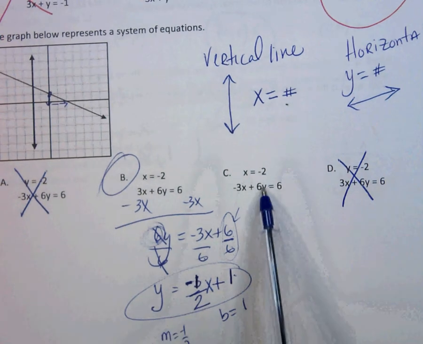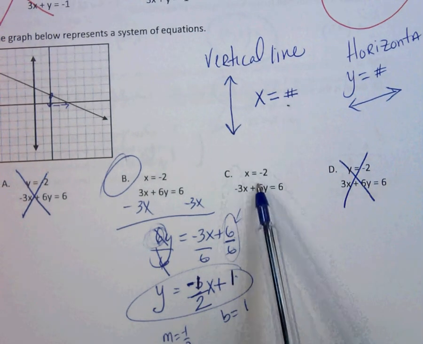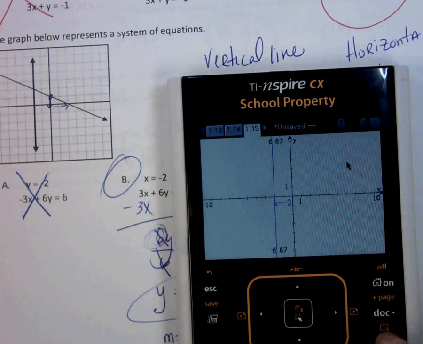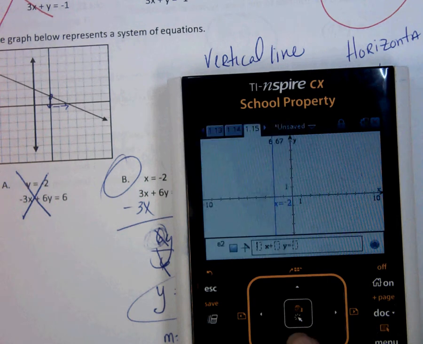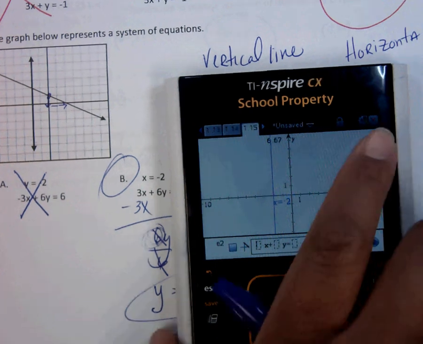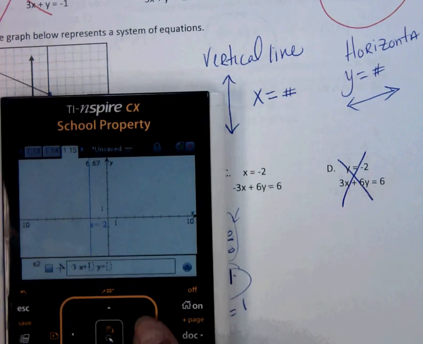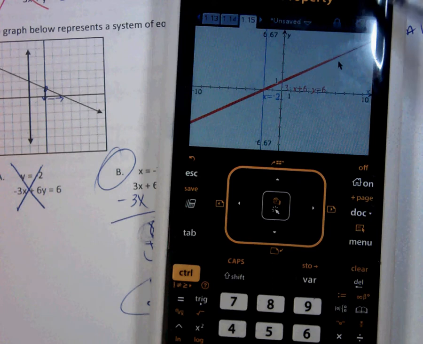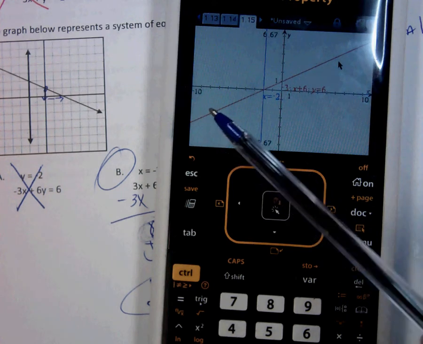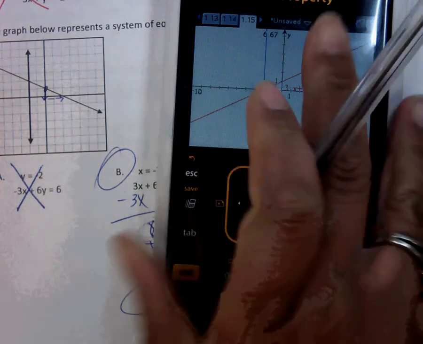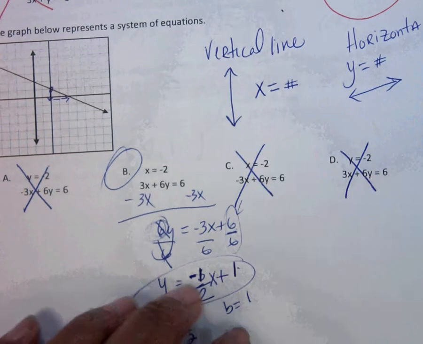If you want to see if C is actually correct and maybe you made a mistake on B and you don't want to solve it for y, you can go to menu 3 2 1 3 and we have what we need. We're going to type in -3, the 6, and then another 6. We press enter and we see the line is going in the other way, a positive slope instead of negative slope. So we know for sure that C is not correct.